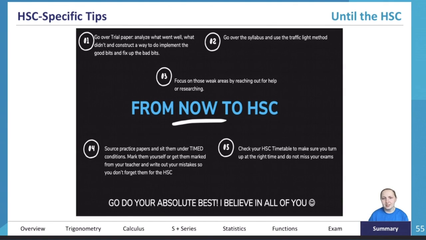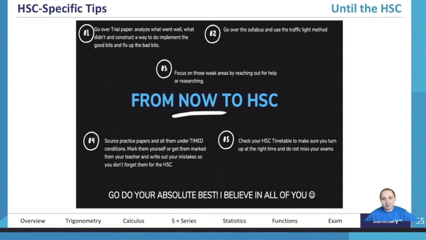And then always check your HSC timetable so you don't accidentally come to the wrong time, because you can't resit it. There's no resitting that HSC exam. If you miss it, you miss it. So check the timetable, make sure that you've got the right time for your exams so you don't set yourself up for disaster there. But do your best, you'll do fine.